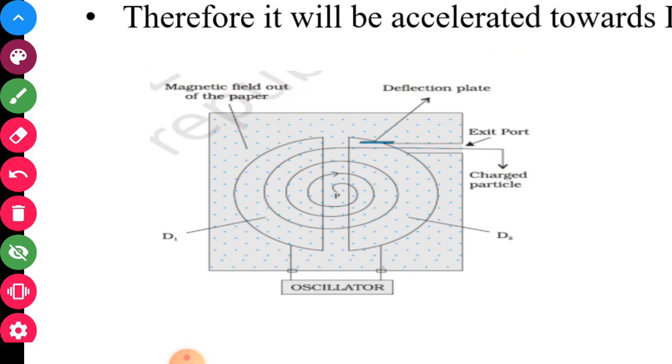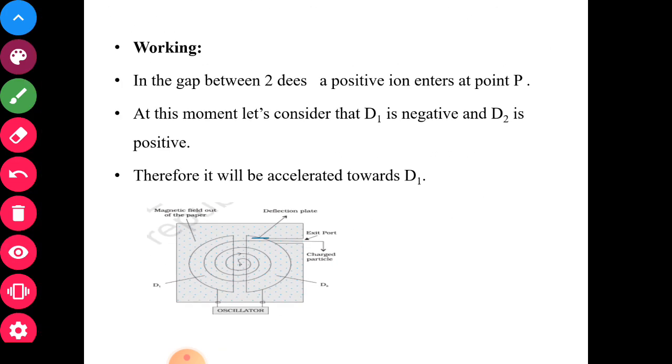This process goes on. So this is the working of the oscillator. The oscillator helps in making the D positive and negative after a regular interval of time.